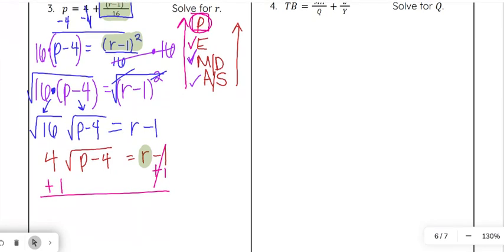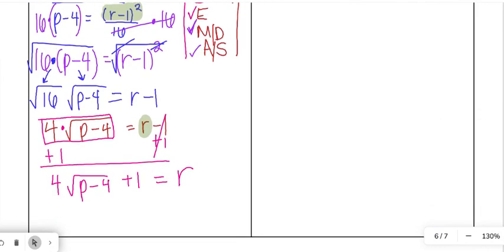And a common mistake I see on these types of problems is that people turn this into 5 square root p minus 4. 4 square root p minus 4 is a term. It's being multiplied here, so I can't interject that plus 1 and add 1 to that 4. I just either have to tack it on to the end or before the 4 times the square root of p minus 4. So I'm just going to write 4 square root of p minus 4, and then after that will be plus 1 equals, and then r on its own over here.